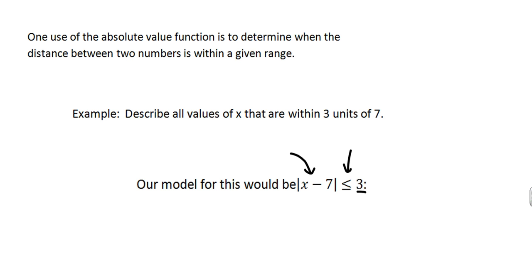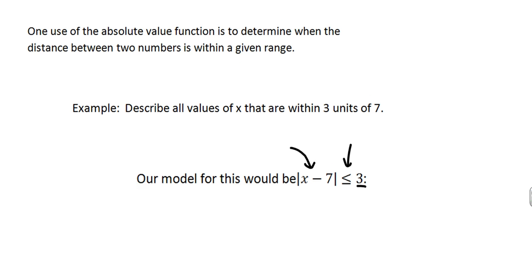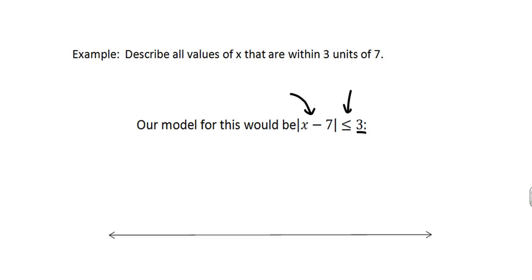If we look at this on a number line, I find this helpful. If we have the number 7, we want the distance for our unknown variable x to be less than or equal to 3. So from 7, we might go 3 units below 7, or 3 units above 7. That would drop us as low as the number 4 and as high as the number 10. So any number between 4 and 10 is within 3 units of 7.